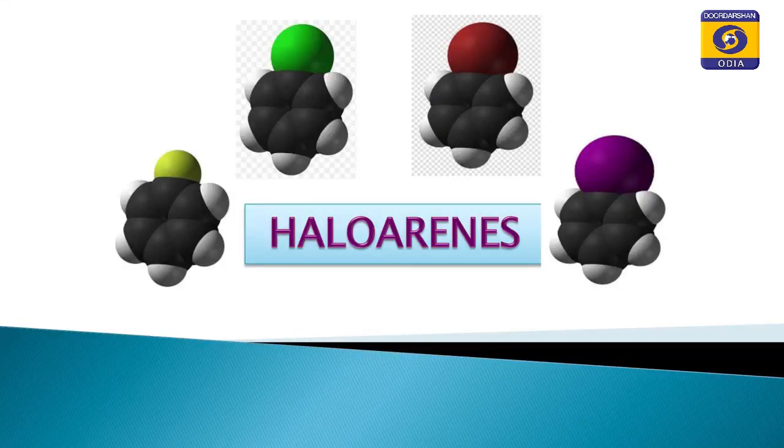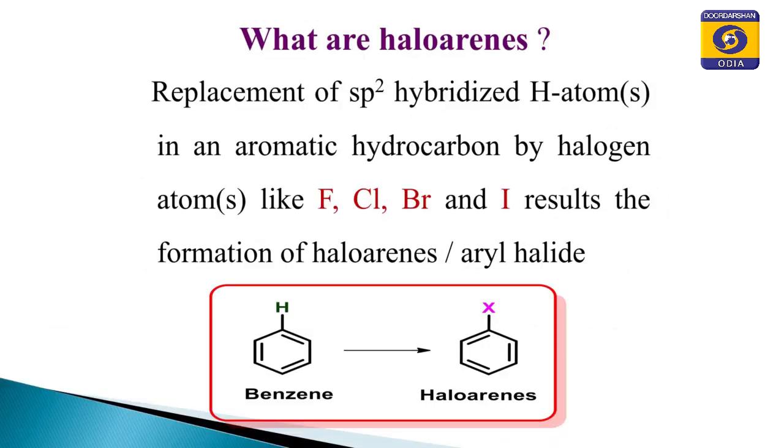So, today our topic is the haloarenes, and mostly we shall discuss the classification, nomenclature as well as the preparation of the haloarenes. So, what are the haloarenes? The name itself suggests that halo means halogen and arenes means the aryl groups. Halogen may be fluorine, chlorine, bromine or iodine, that means any one of the halogen atoms. So, when the hydrogen of the aryl group is replaced by a halogen atom, you get the haloarenes.